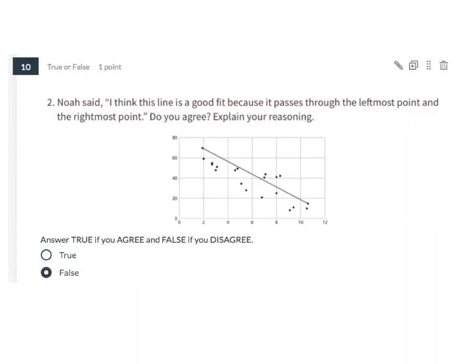Here is number 10. Noah, same kind of thing. He said, I think the line is a good fit because it passes through the leftmost point and the rightmost point. Do you agree? Is this line a good line of best fit? Well, it does go with the information, but there's not the same amount of points below and above. It's not a balanced line of best fit. Again, we have to have about the same amount of points above and about the same amount of points below. So this does not work as far as the scatter plot itself.